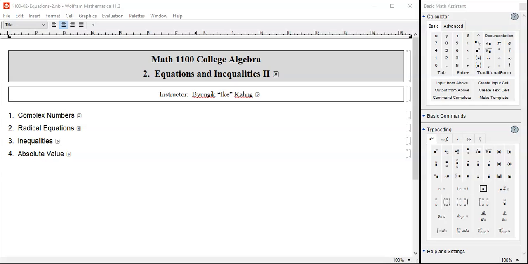Hello students, welcome back. Radical equations. Please brace for impact. This is going to be really long and difficult.